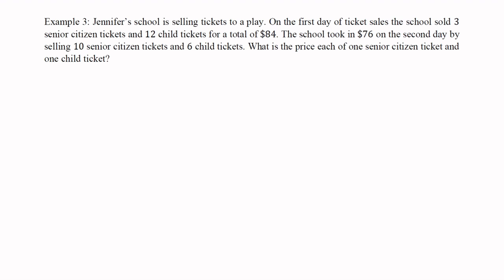So let's start by defining our variables. Let X be the senior citizen ticket price, and let Y be the child ticket price. So we're going to take that second sentence and form our first equation. 3 senior citizen tickets would be 3X, and 12 child tickets would be 12Y. Add those together and you get 84. 3X plus 12Y equals 84. The second day, we sold 10 senior citizen tickets, so 10X, and 6 child tickets, so 6Y, for a total of $76. So we have 10X plus 6Y equals 76. Now that we have our system of equations, we can solve.